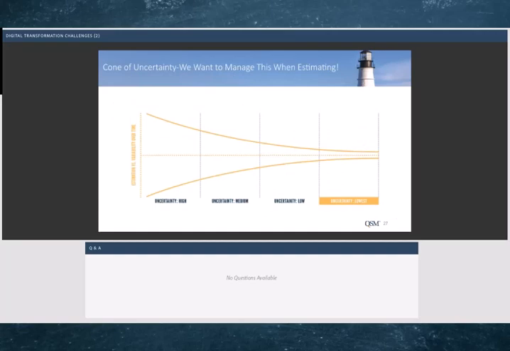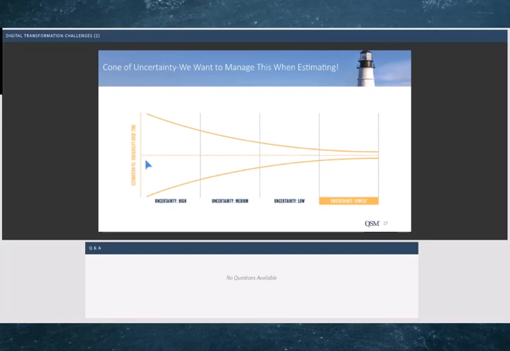And then we want to be able to refine the information as we get new information. This is the cone of uncertainty. If you're familiar with estimating, you've probably heard of this. This is the idea of, we want to be able to manage the risk. We want to be able to manage the uncertainty. And the fact that very early in the planning process, we have a ton of uncertainty, right?